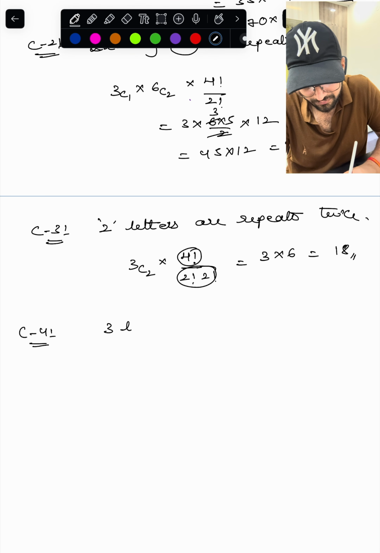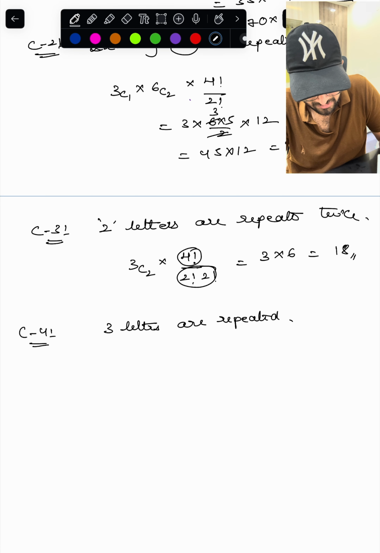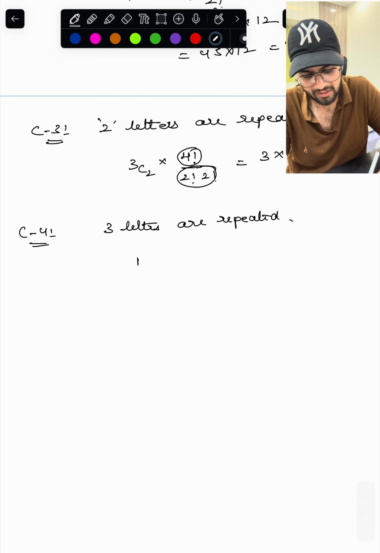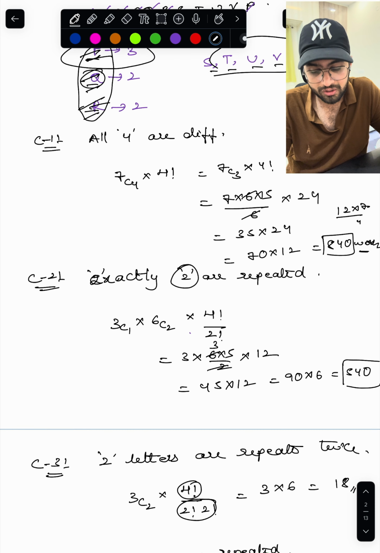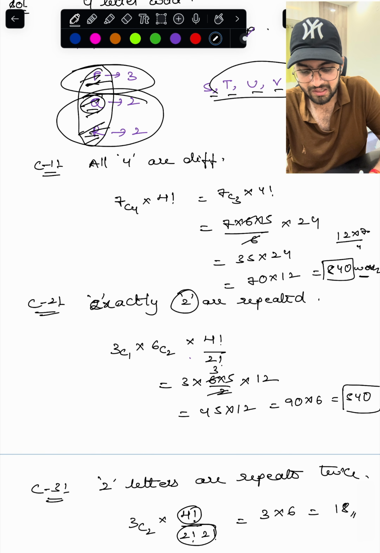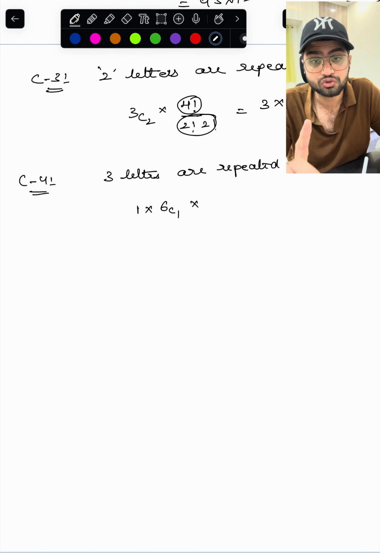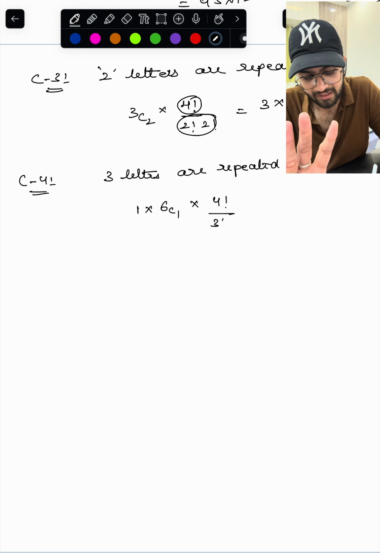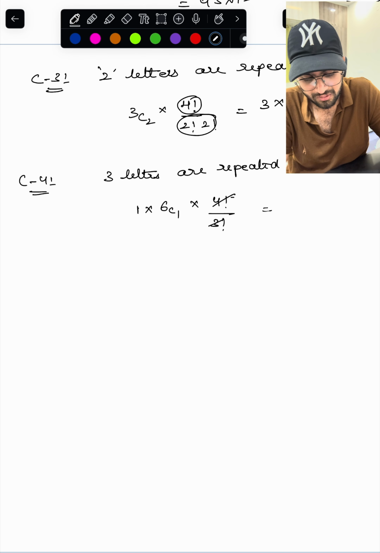Now the last case, case 4, 3 letters are repeated, right? That means I have to choose from P only. So I have to take 3 P's. In how many ways can I take? 1 way only. Now I need to select one more different letter. How many different letters are left? 6 different letters are left. Out of those 6 I will choose one. Now I have a total of 4, out of which 3 are repeated. I can arrange them in 4 factorial by 3 factorial, which means 4. So you will be getting 6 times 4, which is 24 words.